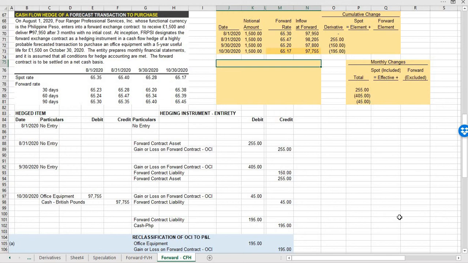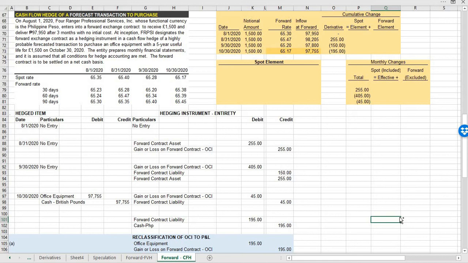So syempre ngayon, between spot element and forward element, ang una nating kukumputin should be the spot element. Kasi nga, yung forward element is just the residual after we deduct spot element from the total value of the forward contract, the derivative. So, unahin natin yung spot element. And to compute for the spot element, sabi natin, ito yung cumulative changes in the spot rate. So, compute natin yung changes in the spot rate.